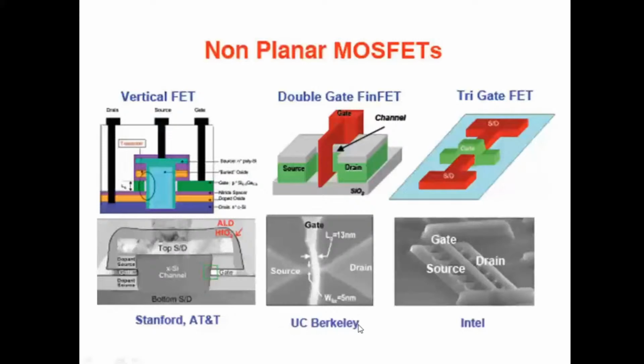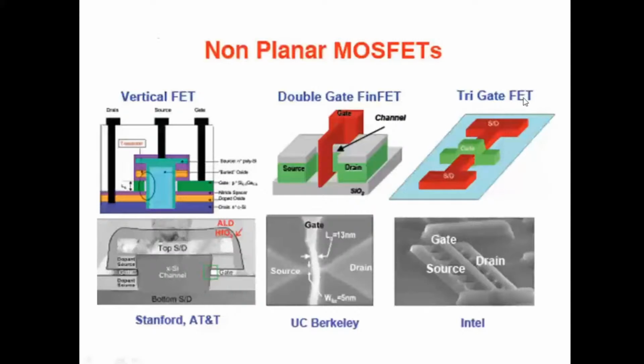The solution provided by UC Berkeley was the double gate FinFET, wherein they fabricated a three-dimensional structure, a three-dimensional channel, and then the gate oxide was deposited on it. Intel came up with its own solution, the tri-gate FET. This is our channel, which is raised above the horizontal, and the metal as well as the oxide is deposited on it. So for the channel, there are contacts on the left side, the right side, as well as on the top. That's why we call it a tri-gate FET.